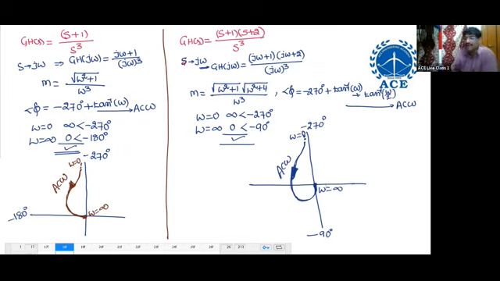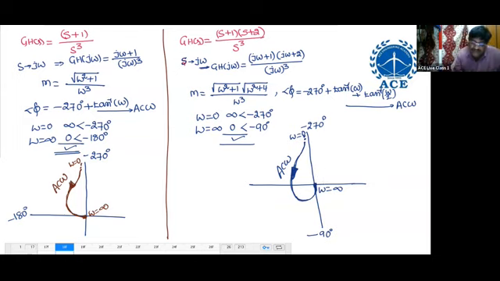What do you observe here? One finite zero: starting at minus 270, ending at minus 180. Two finite zeros: the ending is shifted by what? Plus 90 degrees. Each finite zero shifts the ending angle by plus 90 degrees.